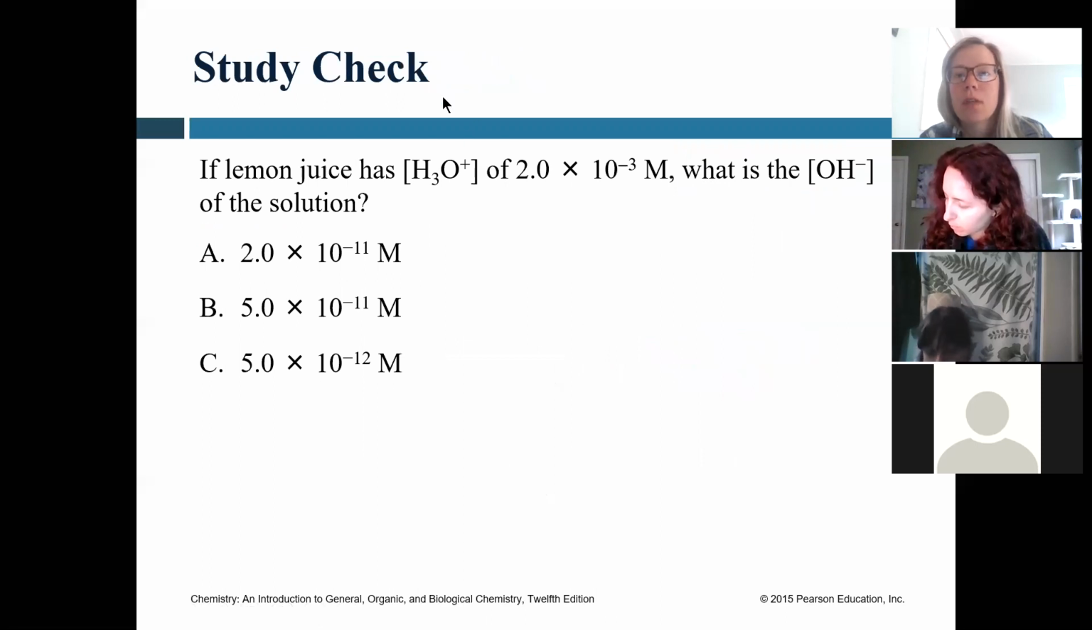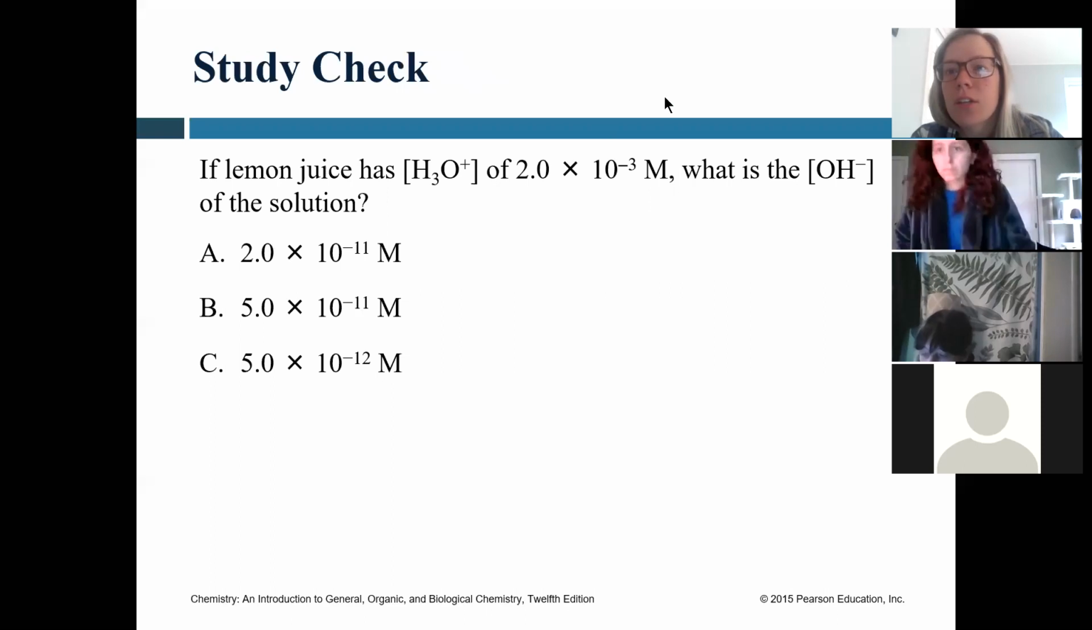I want you to go ahead and do this one. So if lemon juice has an H3O plus concentration of 2.0 times 10 to the negative 3, I want you to tell me what the OH concentration is. It gives you a couple answers, but just go ahead and solve it like you don't have those there and then check after.